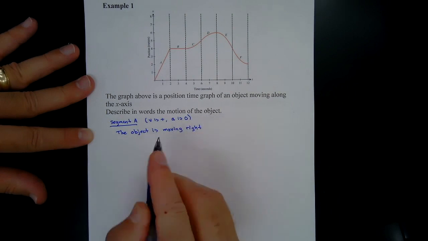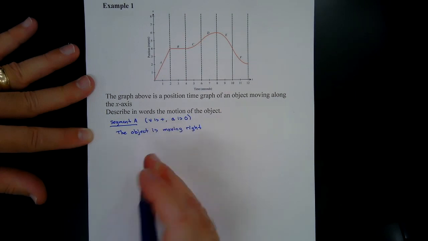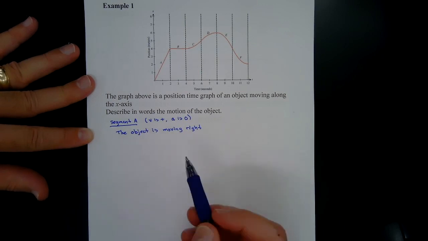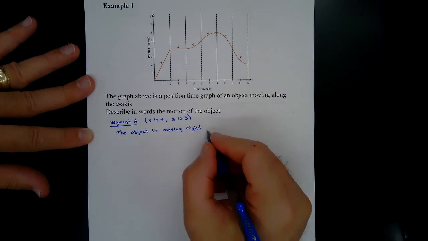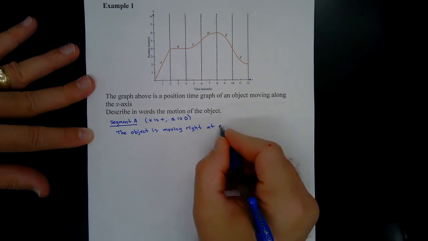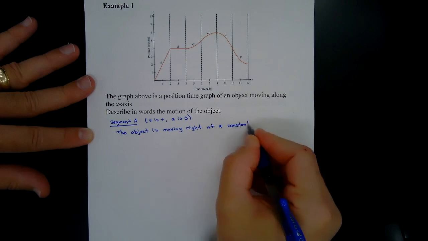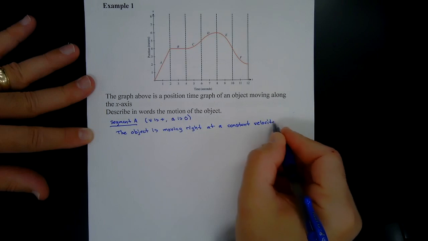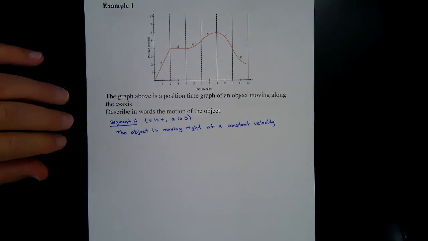And the way I know that is because the velocity is positive. Now, there's no acceleration, so I'm not either adding or removing to this velocity. It is staying the same velocity the whole time. So the object is moving to the right at a constant velocity, which means the velocity is staying the same. It's not changing.